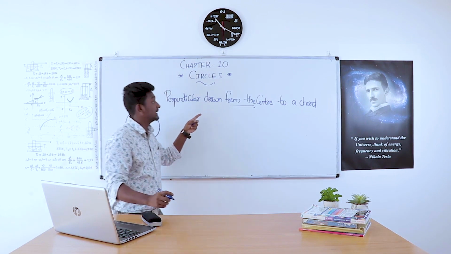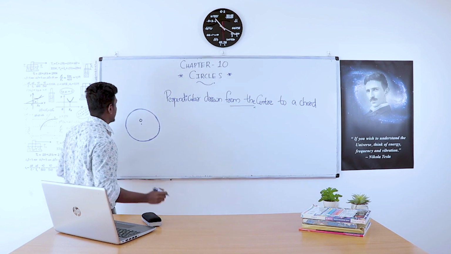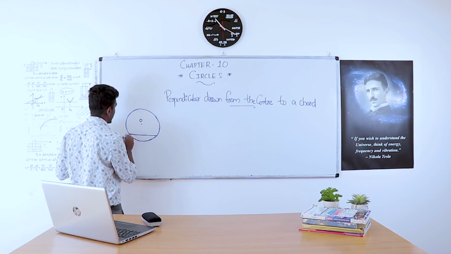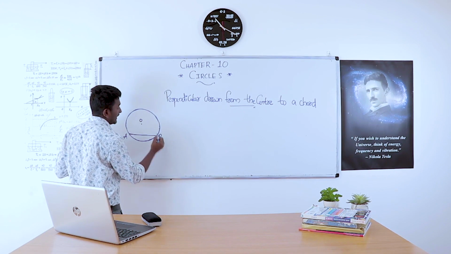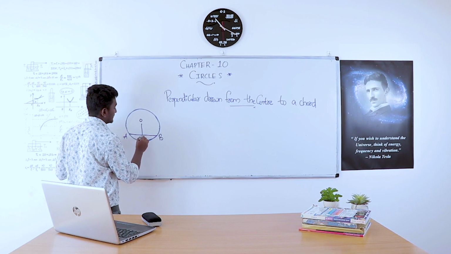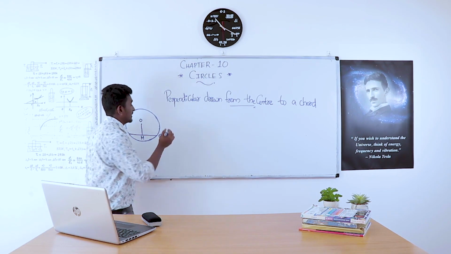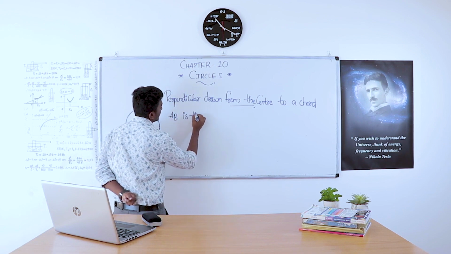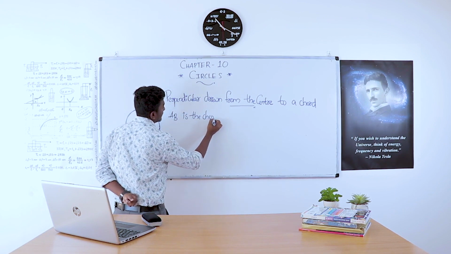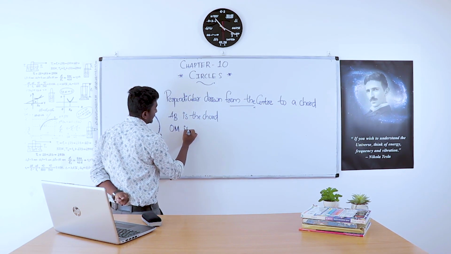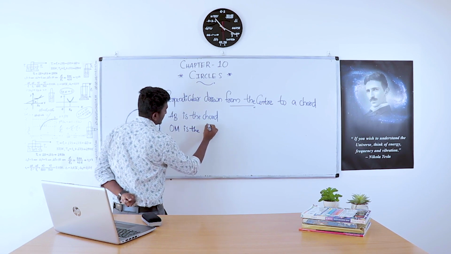Now what is the condition? Perpendicular drawn from the center to a chord. So I have to consider a chord, and this is our chord, chord AB. And the perpendicular drawn from the center to the chord, take it as OM. OM is the perpendicular and AB is the chord.